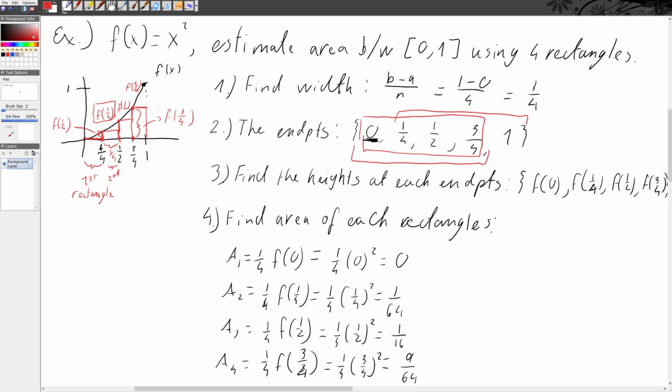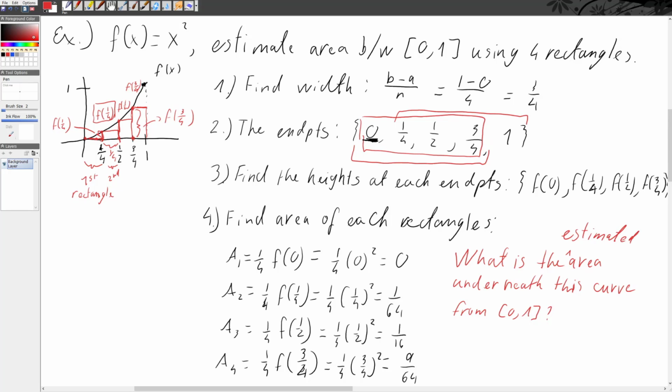So then we answer the main question. What is the area underneath this curve from 0 to 1? Well, rather, what is the estimated area? The estimated area is just going to be the sum of the areas of the rectangles that we found. And all of that is going to be equal to 7/32.